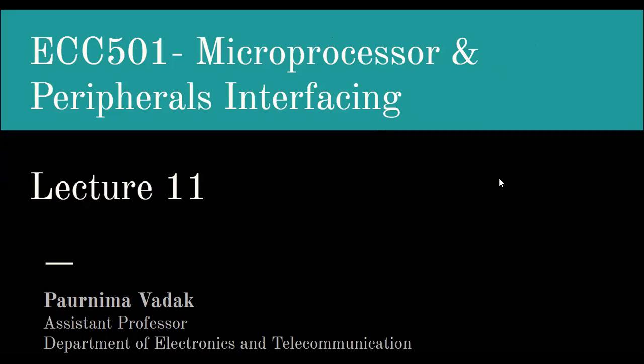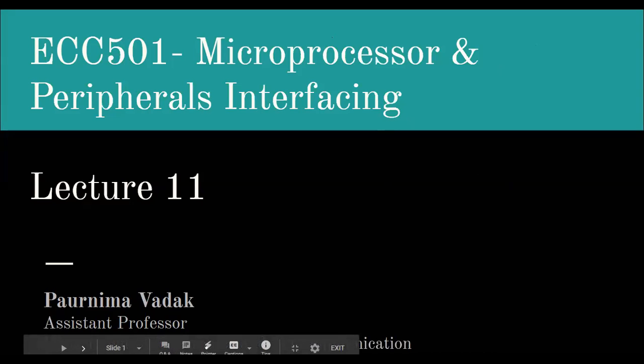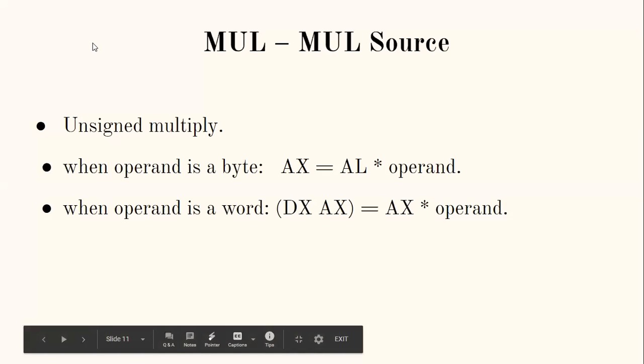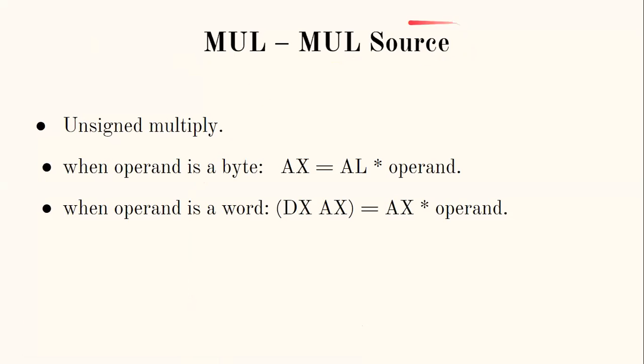In the previous lecture, we have seen the add and subtract instructions for performing the addition and subtraction arithmetic operations in 8086. In today's lecture, we will be studying some instructions for performing the multiplication and division arithmetic operations in 8086. So, the instruction used for multiplication is MUL. MUL is the opcode of that multiply instruction and the format is MUL source.